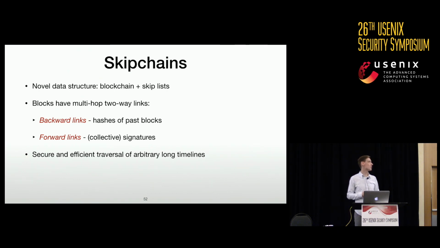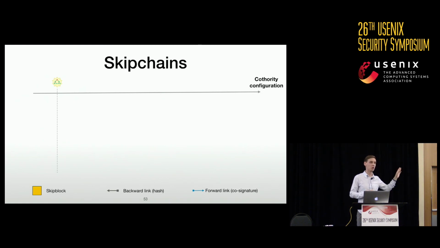And the second feature is that both backward links and forward links can be multi-hop. So you can search the timeline efficiently. And the forward links would allow you to traverse the timeline in the forward direction. So if you remember the user, he would be able to take his last block and see if there's a signature pointing forward, and just traverse along it. So I'll show you how it works. Assume we have a yellow membership.